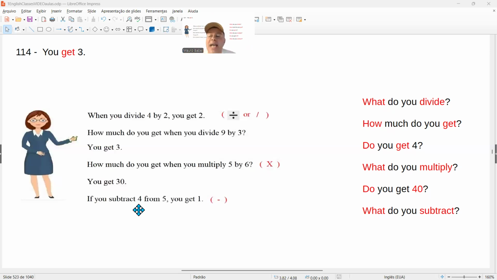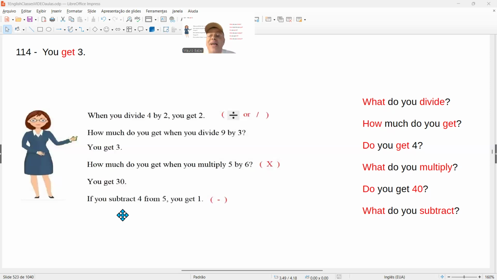How much is 9 minus 3? It's 6, right? 6, 7, 8, 9. Então, 9 minus 3 is 6. How much do I get if I subtract 3 from 9? I get 6, right?